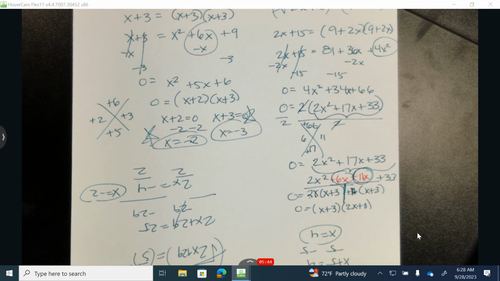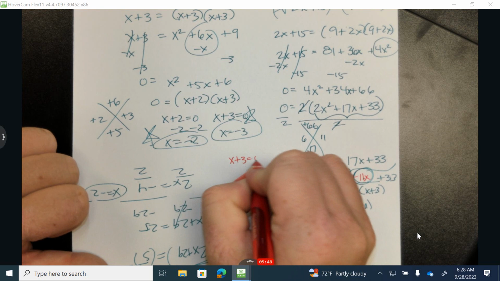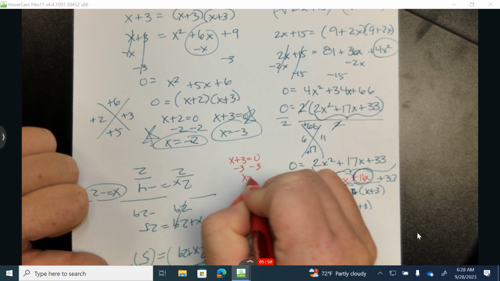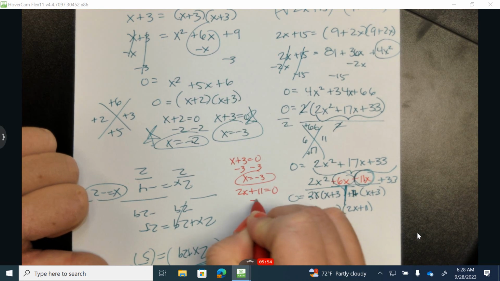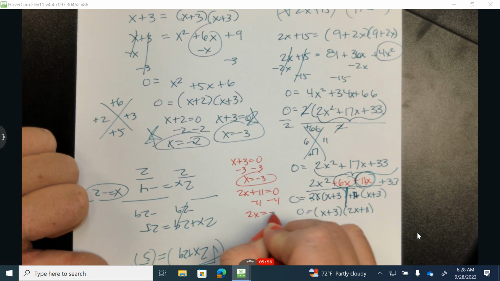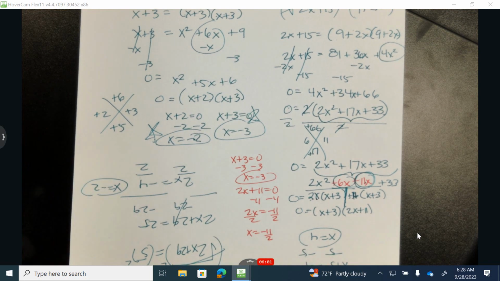I'm going to set each one equal to 0 quickly, and I'm going to solve. I'll do that up here for us quickly. x plus 3 equals 0. Subtracting 3, I get x equals negative 3. And then the same thing, 2x plus 11 equals 0. Subtracting, I get 2x equals negative 11, divided by 2, and I get negative 11 over 2.